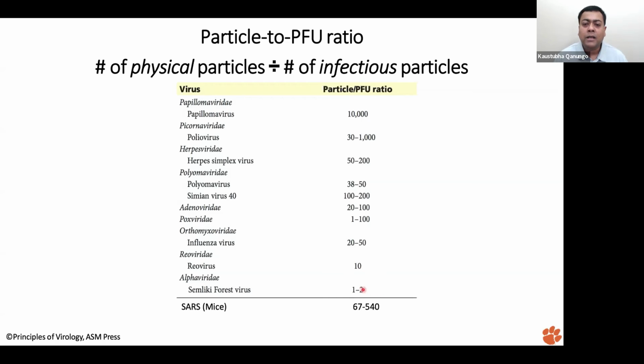So the lower the number, usually the infectious dose is much higher. So the lower the particle to PFU ratio, the infectious dose is much lower, in the sense that you do not need that many virus particles in there. And you can just correlate that.